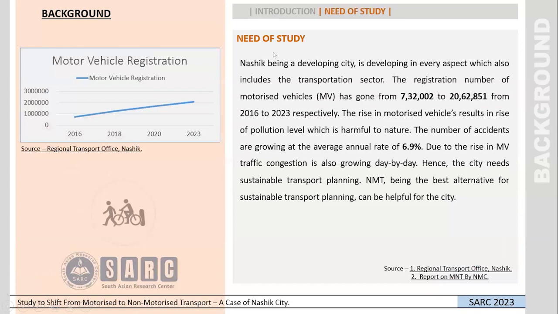So why is there a need for Nasik city? As we see from the data collected from the Regional Transport Office from 2016 to 2023, the motor vehicle count has gone from 7,32,000 to 20,62,000, which results in increasing the pollution level and the traffic level on the streets. And even the accident data has gone up, with an average annual rate of 6.9%.